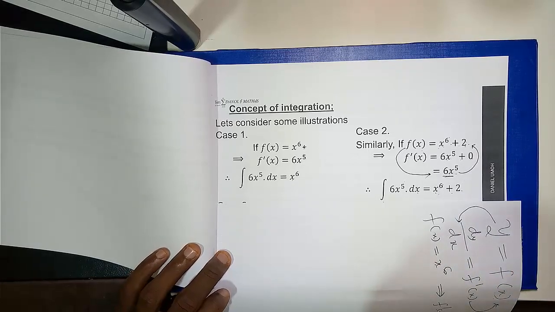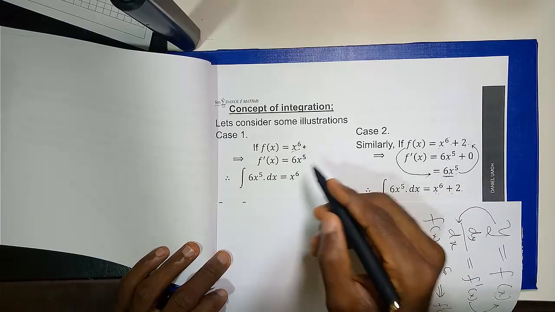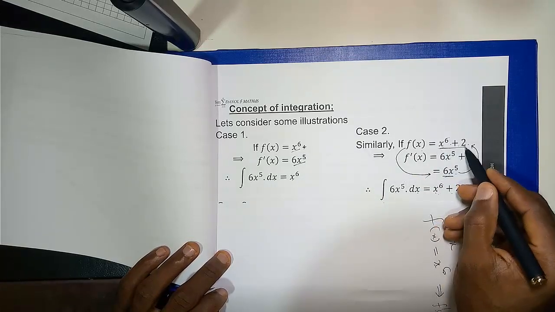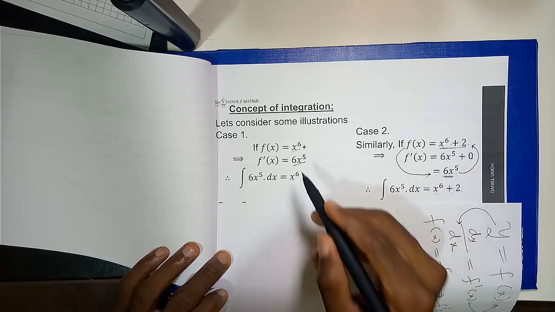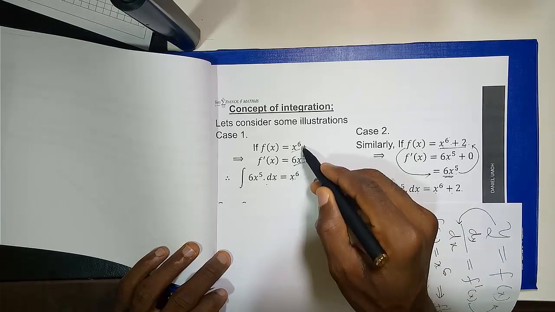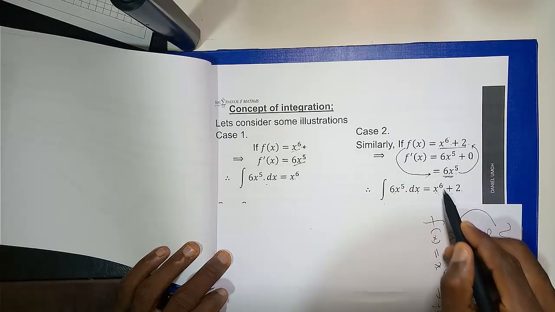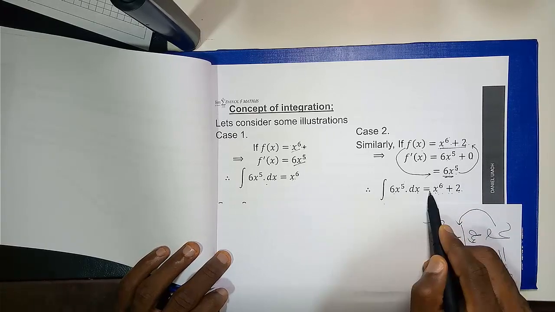I want you to note something very important. When I differentiated x raised to the power of 6, I got 6x raised to the power of 5. When I differentiated x raised to the power of 6 plus 2, I got 6x raised to the power of 5. Now, when I integrated 6x raised to the power of 5 for the first case, I had x raised to the power of 6. But when I integrated this one, I had x raised to the power of 6 plus 2. There's something I want you to note there. The same expression, but when integrated, I have different answers.